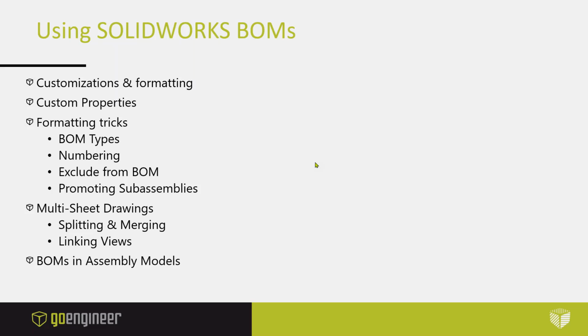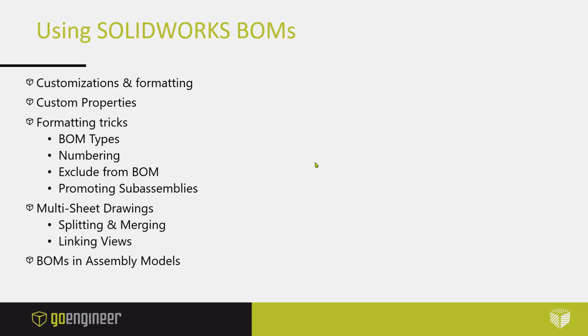You may have different requirements for your organization or a specific assembly, and we're going to dive into a little bit of that. So we're going to talk a little bit more about customizations and formatting, and we're going to look at the bill of materials properties and dive into that a little bit deeper. And then we're going to get into some formatting tricks, like the different types of BOMs that you can have, how you number those, how you can hide or show parts from the BOM, and then promoting subassemblies.